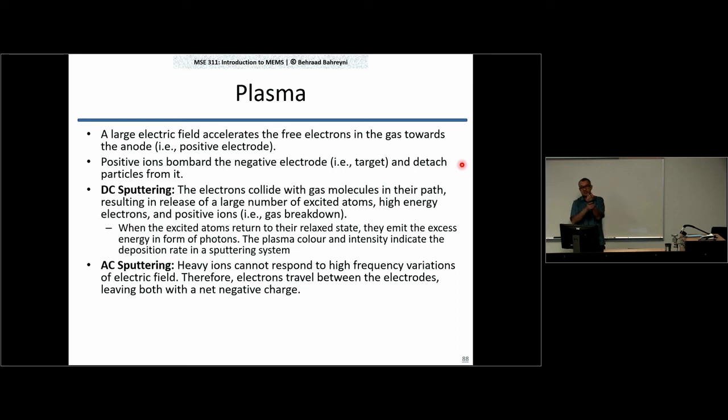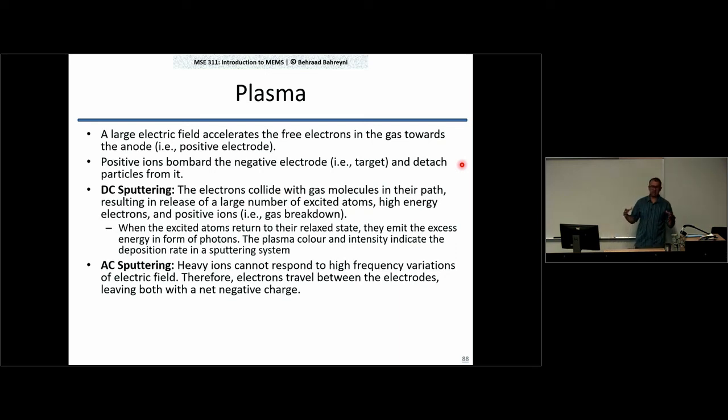And in this case, what is going to happen over time is that, let's say if you have a dielectric at the bottom, you're going to negatively charge both electrodes, because you oscillate the field between the two electrodes at such a high frequency that heavy argon ions cannot respond to it, but electrons are quick. So electrons will go and hit the source or the substrate, and over time you have an accumulation of electrons on both the source and the substrate.